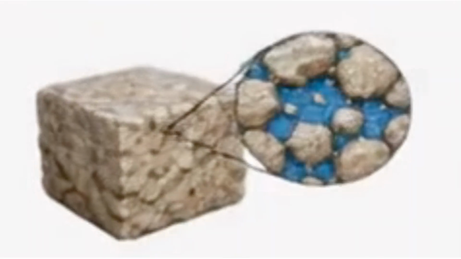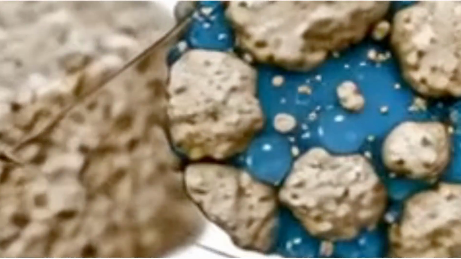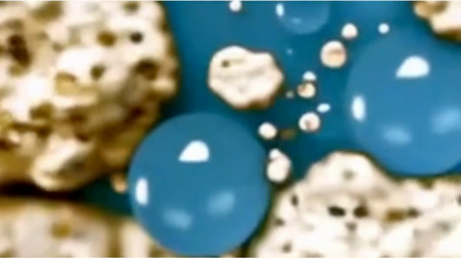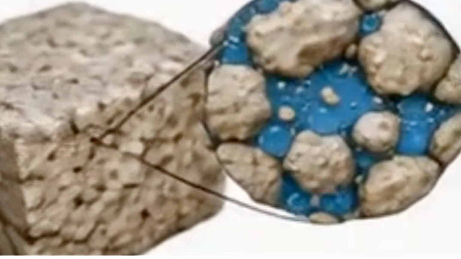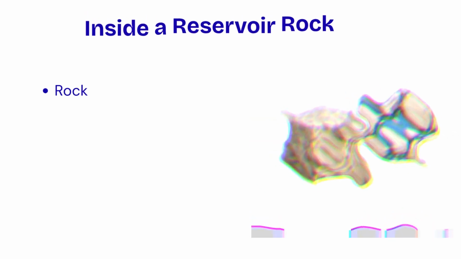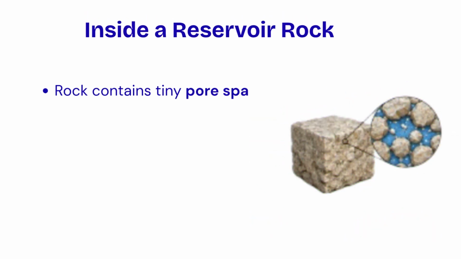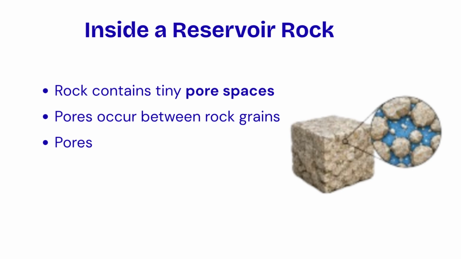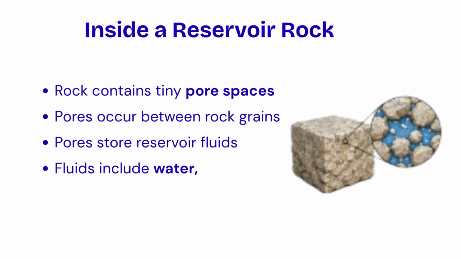From the outside, it may look like just an ordinary piece of rock, but if you could look inside it at a very small scale, we would see many tiny spaces between the grains. These are the pore spaces, and these pores are actually very important because this is where the reservoir fluids are stored.